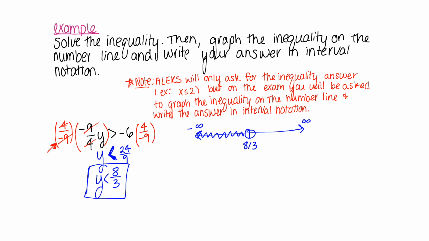Reading our number line from left to right, it's going to start at negative infinity, which we always use a parenthesis on, and then it goes up to 8/3. It's an open circle, so we're using a parenthesis on the 8/3. So there's my interval answer and my number line answer, which Alex won't ask for, and my inequality answer, which Alex will ask for.